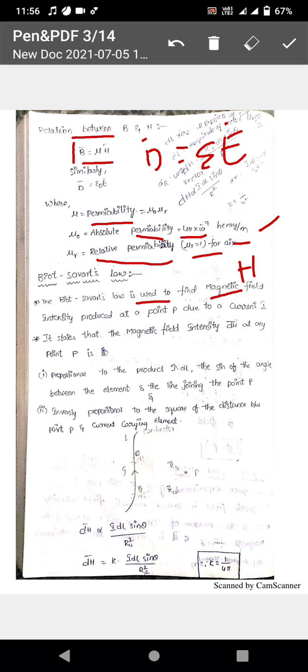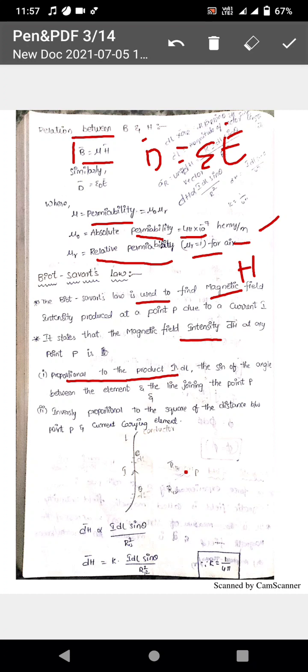The Biot-Savart's Law you studied in physics in 12th standard. It states that the magnetic field intensity dH at any point P, suppose a current I is carried by a conductor, produces a magnetic field. At any point you can consider dH is proportional to... the Biot-Savart's Law states that the magnetic field intensity dH at any point P is similar to Coulomb's law. How do we define Coulomb's law in electromagnetics? The force is directly proportional. Similarly, it is proportional to the product of I into dl.